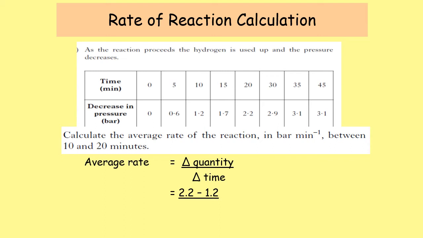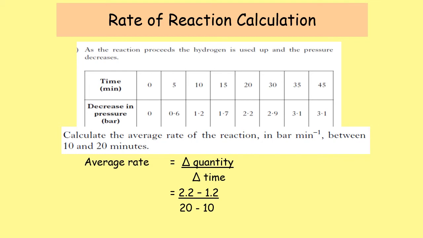Now for this, we're looking at the time 10 minutes and we're looking at the time 20 minutes. We always go for whichever one was the bigger number, so 20. And if we look at the quantity at 20 in the table, it is 2.2. If we go along to time is 10, the quantity is 1.2. So our change in quantity is going to be 2.2 minus 1.2. Our change in time is just going to be the larger number for time minus the smaller number for time. So 20 minus 10.